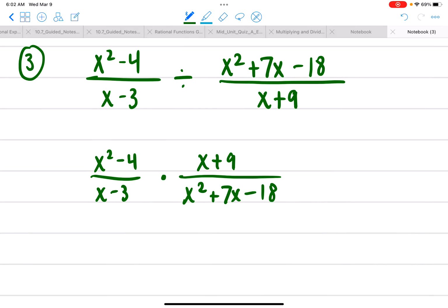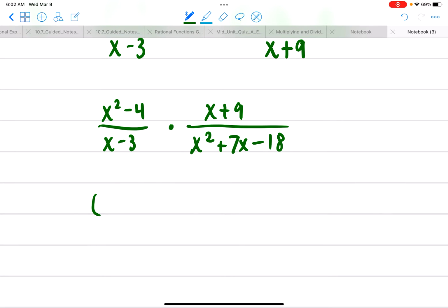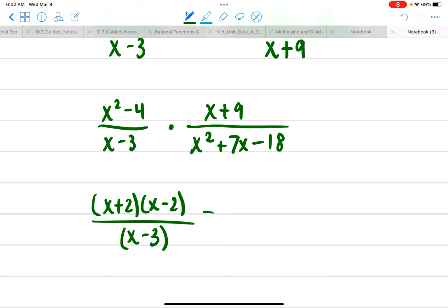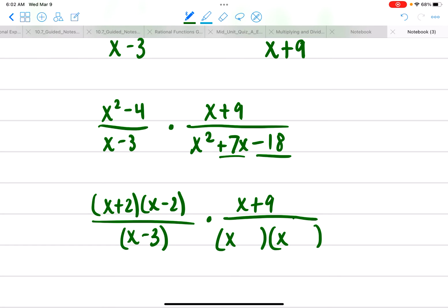Okay, so on this one, here we go. Top, difference of squares, x plus 2, x minus 2. Bottom stays the same there. Now it's times. On this one, we have x plus 9, and then on the bottom, we're going to factor that. How does that factor? Let's see. Need to multiply to make negative 18, add to make 7. That's 9 and 2, so plus 9, minus 2.